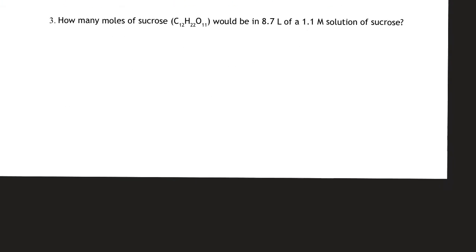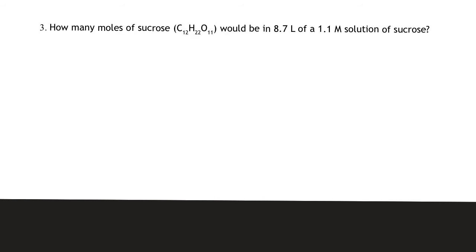Let's go up to the next one. How many moles of sucrose would be in 8.7 liters of a 1.1 molarity solution of sucrose? Well, here I've got my conversion factor. When I see that 1.1 with a capital M, that 1.1 is going to be moles per 1 liter of my solution. So that's my conversion factor. I look back in my question and I see that I've got 8.7 liters. That becomes my known. And how many moles is my unknown.